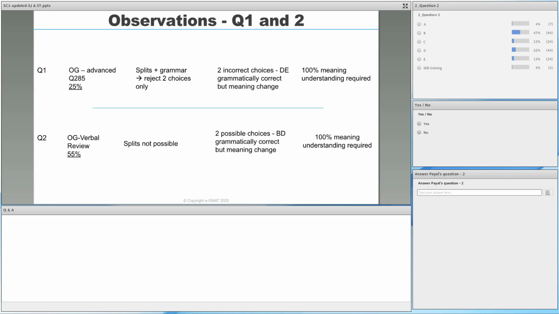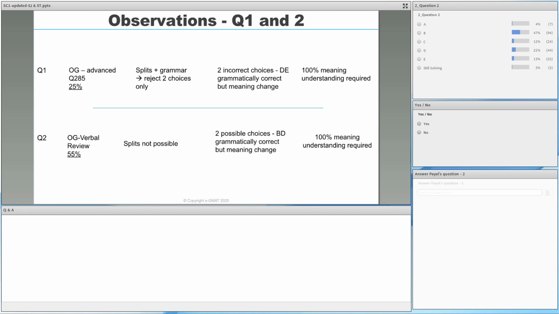Okay? Big observations from questions 1 and 2. Both questions, one from OG questions, one from advanced, one from the verbal review. Splits were not possible with either one of them, especially when the second sentence was asked. We couldn't get there by splits.